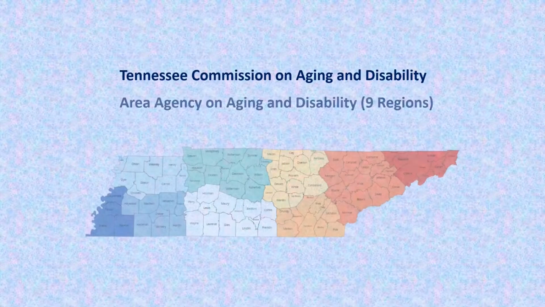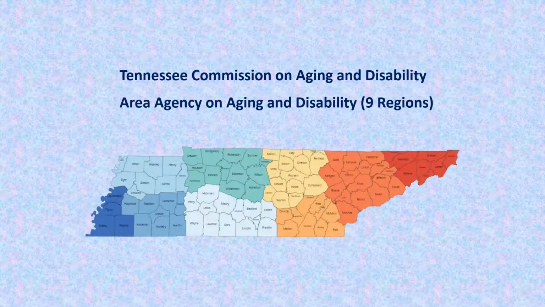The Tennessee Commission on Aging and Disability acts as a conduit for program funds under the federal Older Americans Act and various other program funds from federal and state sources. The Commission addresses the needs of persons ages 60 and older and coordinates with several other state agencies. The main implementation arm of the Commission are 9 regional Area Agencies on Aging and Disability, or AAADs.